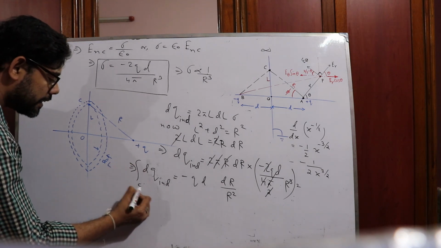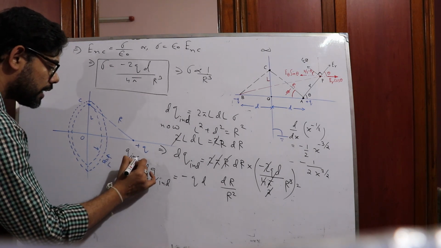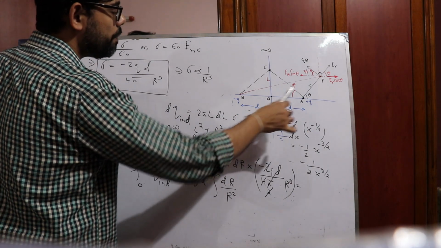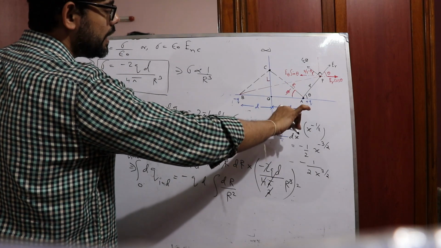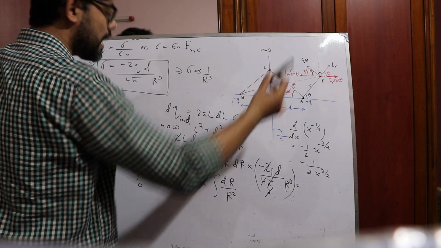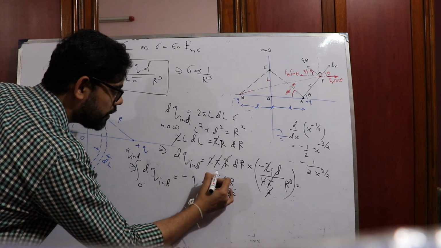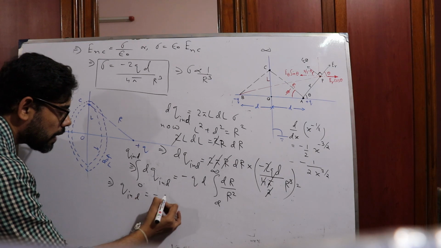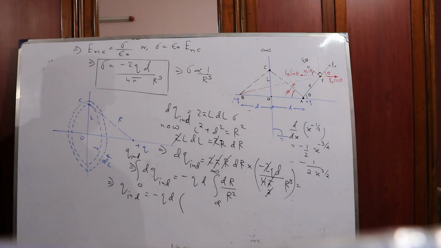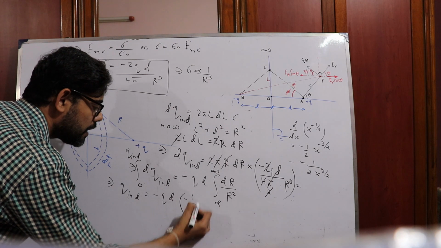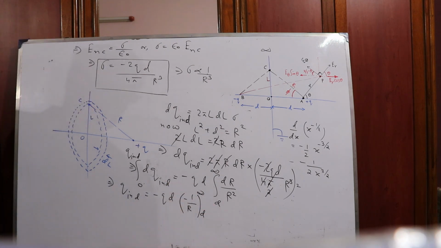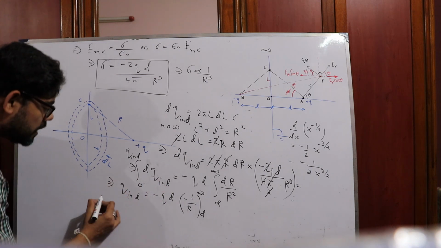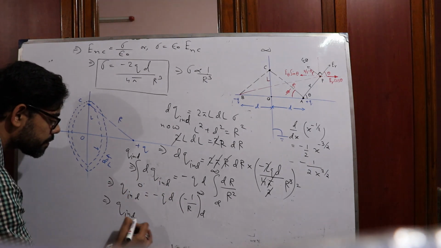Now you integrate to get the total charge q induced, and here r shall vary. What is the minimum value of r? It is d, and when you go to infinity the value of r is infinity. So you integrate from d to infinity. So you get q induced equals minus qd times minus 1 by r running from d to infinity, which is minus 1 by infinity plus 1 by d. The d cancels, so you get q induced equals minus q.